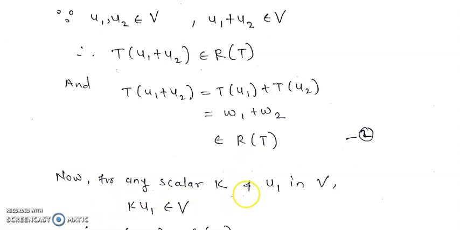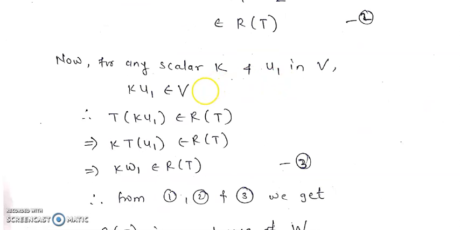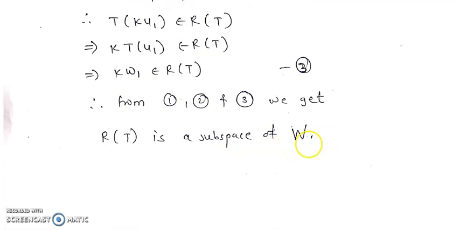Now for any scalar k and u1 in V, k into u1 belongs to V. Therefore, T of k into u1 belongs to range of T. This implies k into T of u1 belongs to range of T. This implies k into w1 belongs to range of T since T of u1 is w1. And therefore, we get that range of T is closed under scalar multiplication. And therefore, from 1 to 3, we get range of T is a subspace of W.